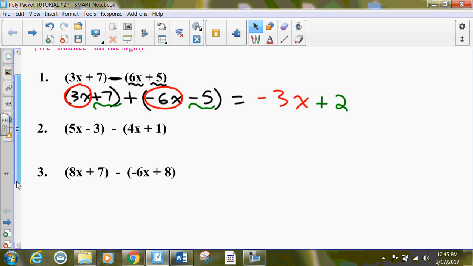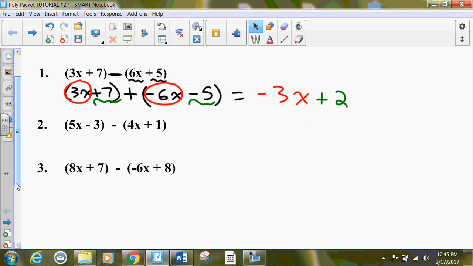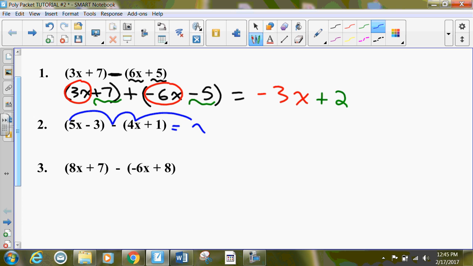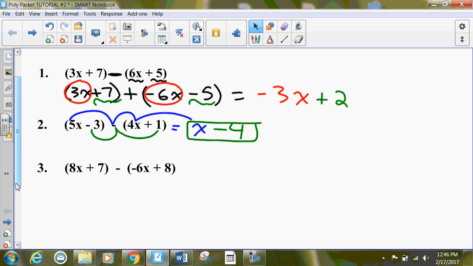So for number 2, I'm going to go ahead and bounce off, and then number 3, I'll do it our second method. So here we go. I'm going to bounce off. I'm going to say 5x minus 4x. Well, that equals 1x, just like 5 cookies minus 4 cookies, just 1 cookie. And then we'll have negative 3 minus a 1. If we put that in our calculator, we'll get a negative 4. So x minus 4.